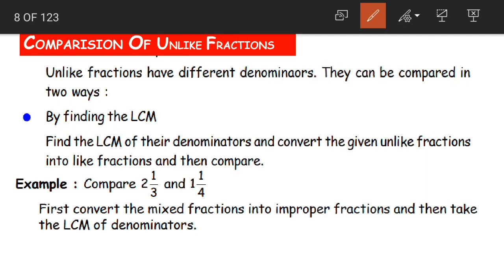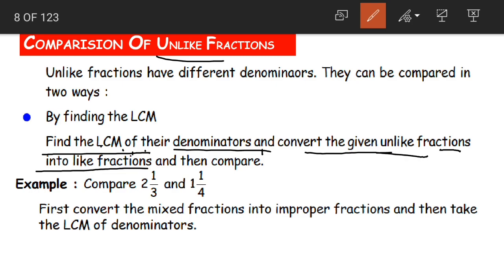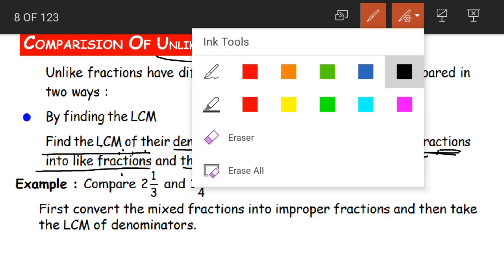Now comparison of unlike fractions is a bit lengthy. First, what should we do? We should find the LCM, that is the least common multiple of the denominators, and convert the given unlike fractions into like fractions. First, we need to find the LCM, convert the unlike fractions into like fractions, and only then we can compare.